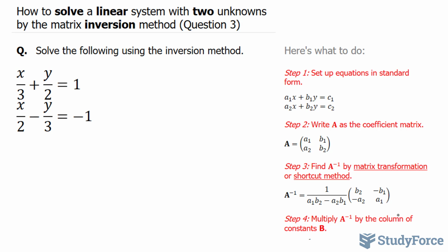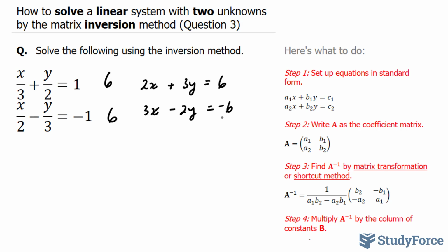Now you can choose to work with the fractions, or you can multiply the whole equation by the lowest common denominator and get rid of them. I'll choose to do that. So 3 and 2, a common denominator is 6. So I'll multiply this by 6, and I'll multiply this by 6. If you do that, you end up with 2x plus 3y is equal to 6. And for the bottom one, you end up with 3x minus 2y is equal to negative 6.